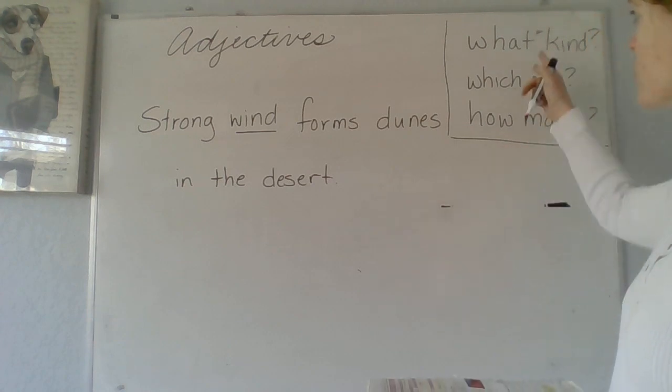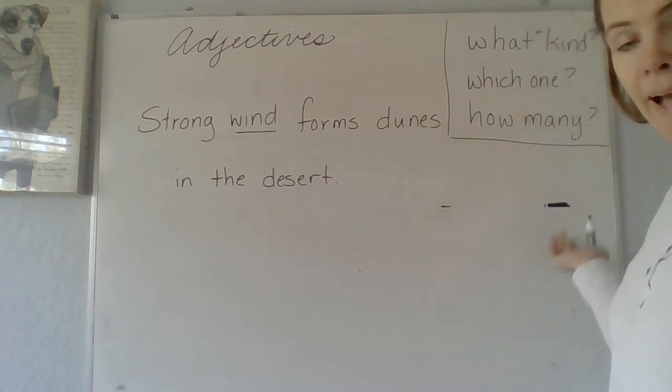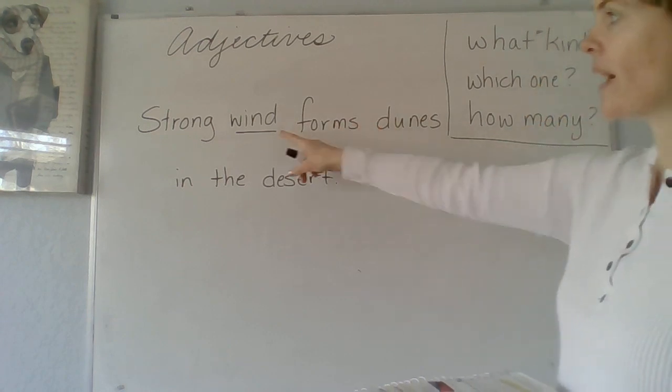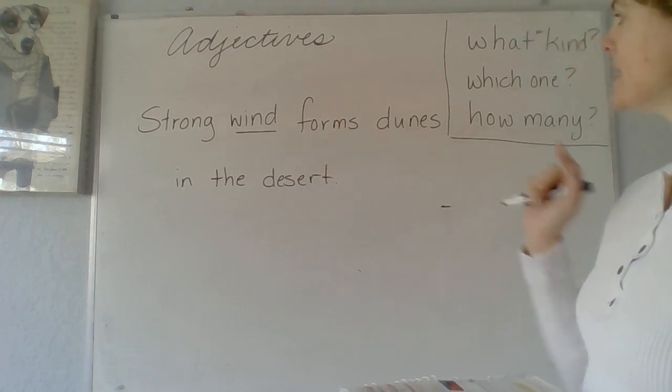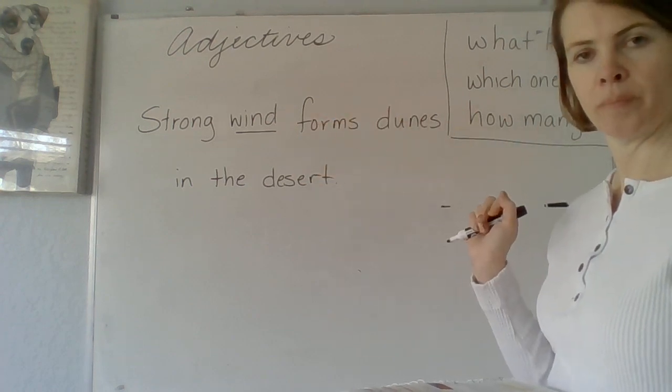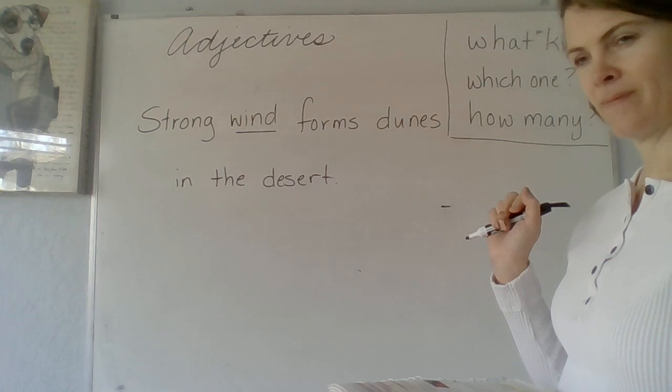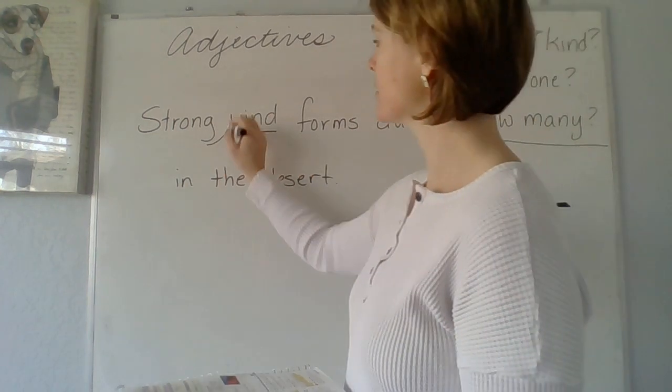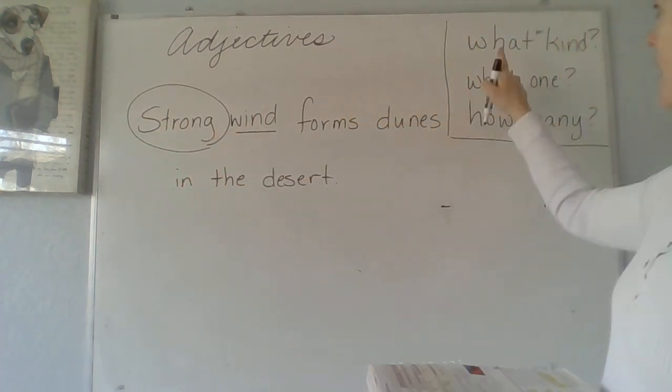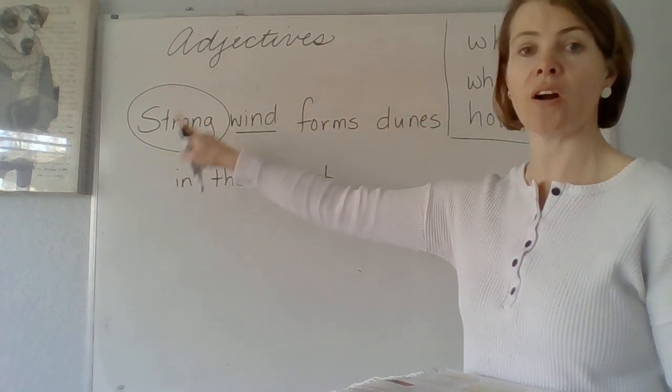What word answers what kind? Which one? How many? What kind of wind? Which wind? How many winds? Did you find it? If you answered strong, you're correct. What kind of wind? Strong wind.